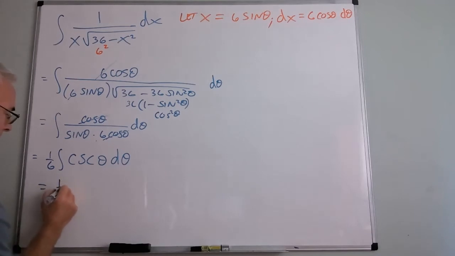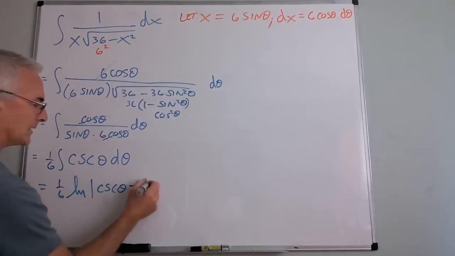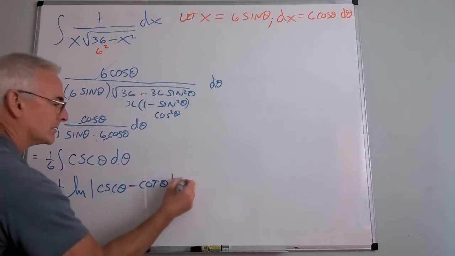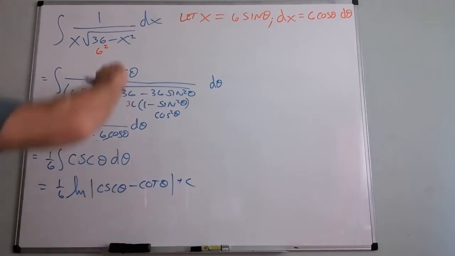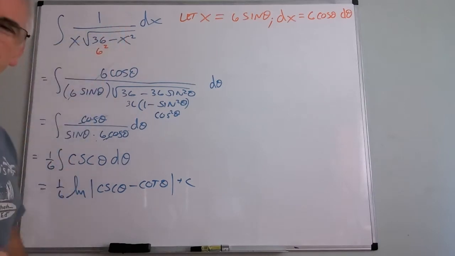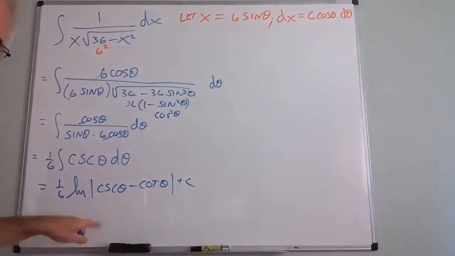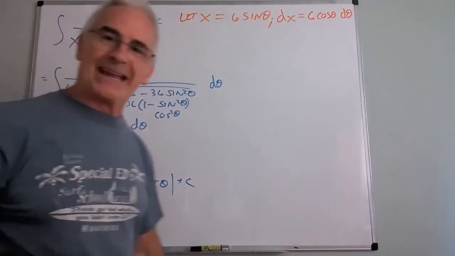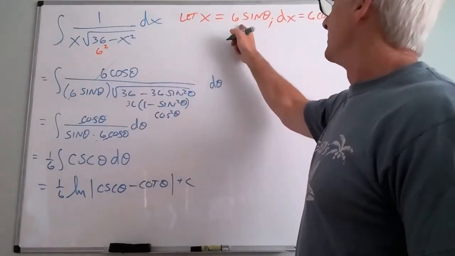All right, so I get 1/6 natural log of cosecant minus cotangent. That's one of those. By the way, we're done with the calculus. The calculus is over. But somebody pointed out, the antiderivative of a function of x really ought to be a function of x. So now the question: how do I get back? Go back to the statement here.